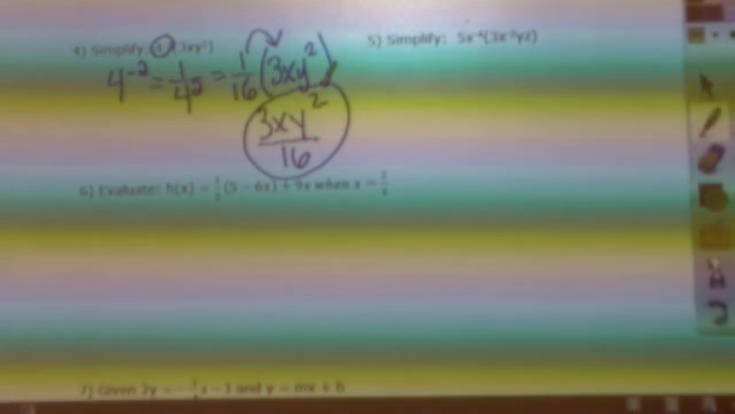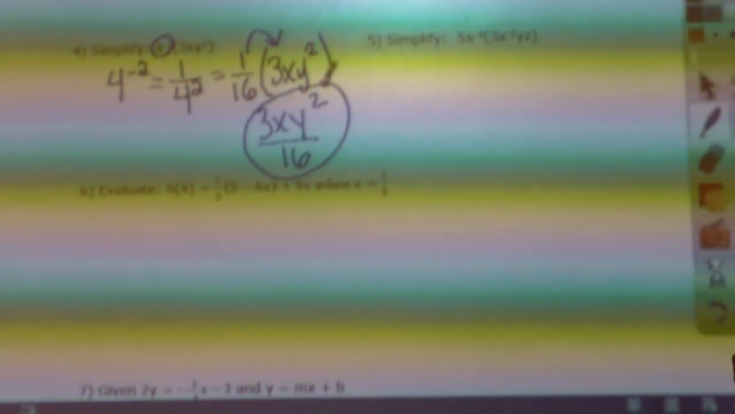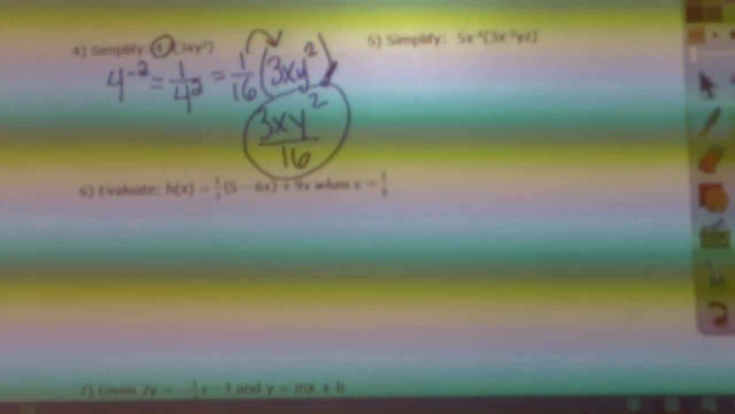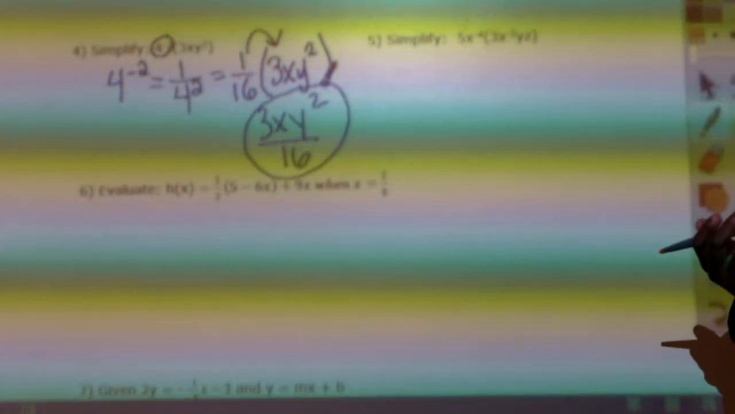Everybody got that? Yes. Would it be wrong if you put 3/16 xy squared? Would it? Yes. It's the same thing.